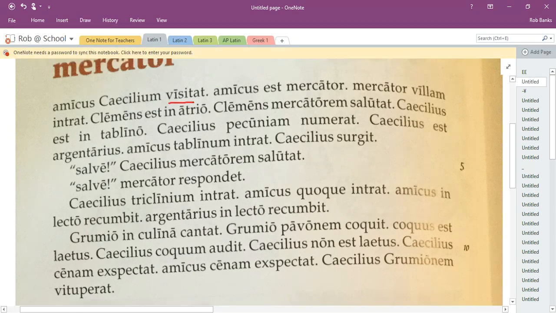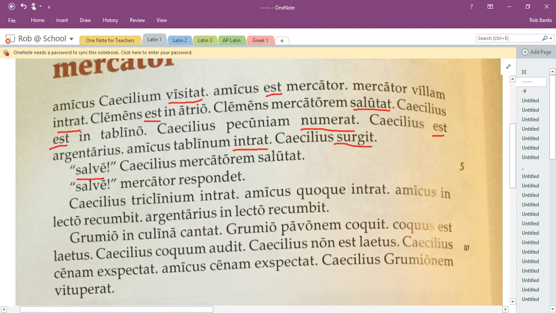All right, so visitat, visits, est, is, intrat, enters, est, is again. Right? Remember all these verbs end in T because they're he, she, it something, right? Or a particular he, she, or it, like Caecilius is a he. Est again is. Numerat counts, it shouldn't be too surprising. Est, is. Intrat, enters. Surgit, rises.